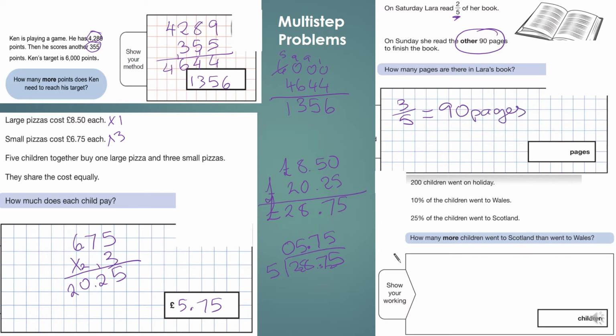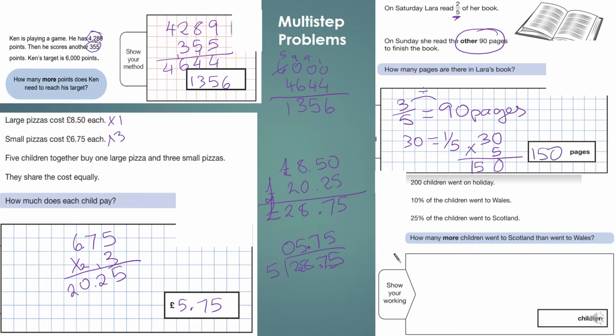So we need to find out what 1/5 is in order to find out how many pages are in the book altogether. So 90 divided by 3 equals 30. So that is going to equal 1/5. So to find the whole book, we're going to have to do 5 times 30. A quick short multiplication. 5 times 0 is 0, and 5 times 3 is 15. So it's going to be 150 pages.